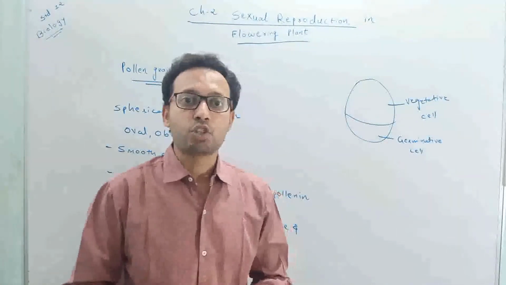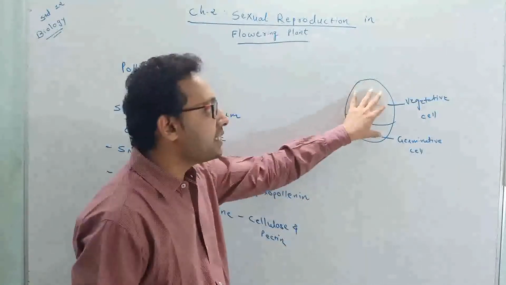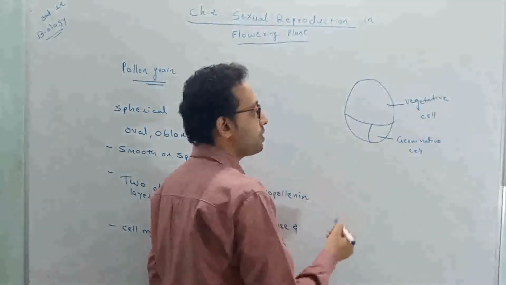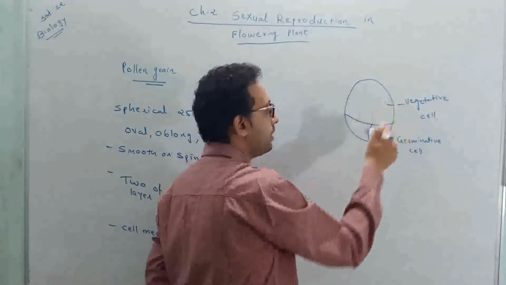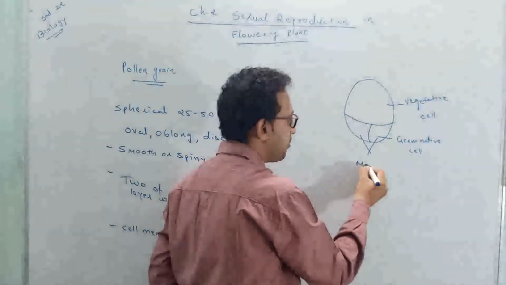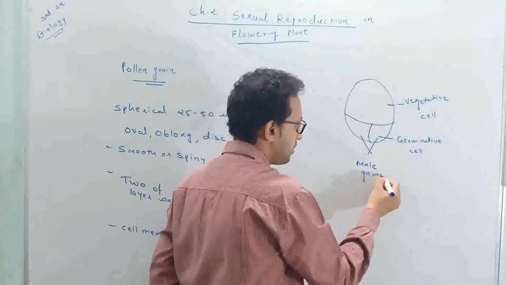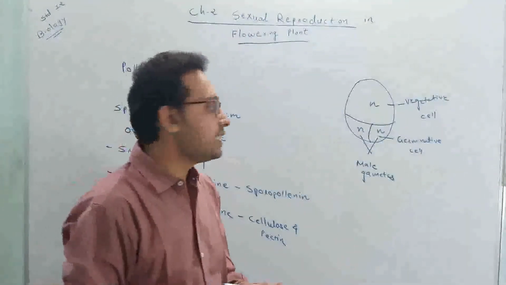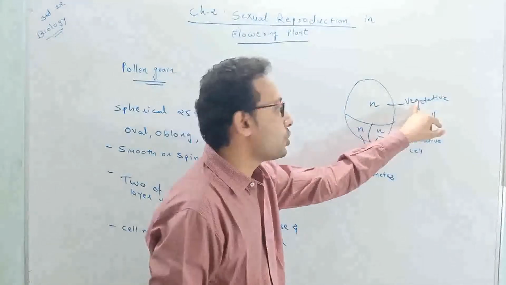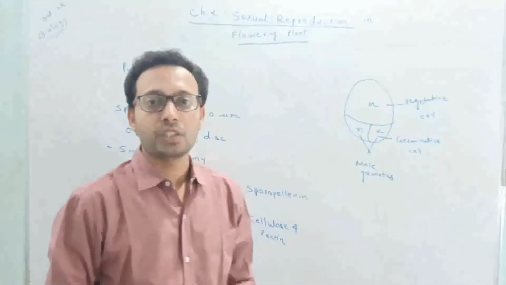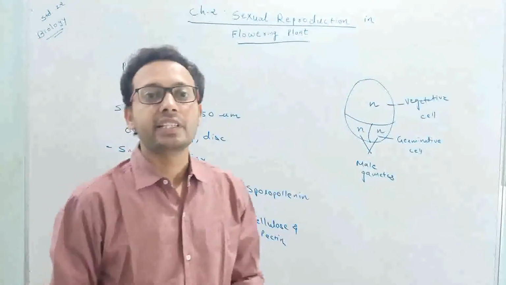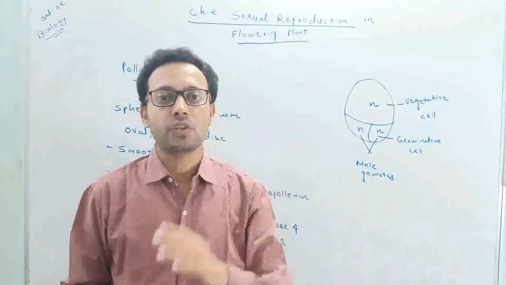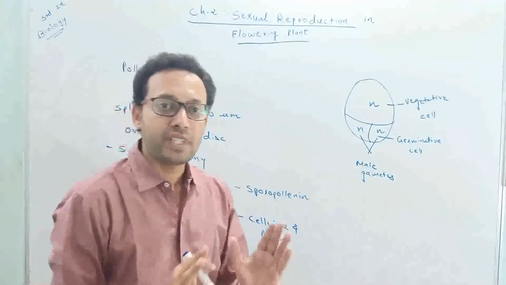In 60% of angiosperms, the pollen grain is released at this stage, but in the remaining 40%, the generative cell divides again by mitosis and forms 2 cells, which are called male gametes, along with one vegetative cell. Each one is haploid in nature. So this is a 3-cell condition: 2 male gametes and 1 vegetative cell. So in the remaining 40% of plants, the pollen grain is released at the 3-cell stage. Either the pollen grain is released at the 2-cell stage or at the 3-cell stage. We have finished this much.